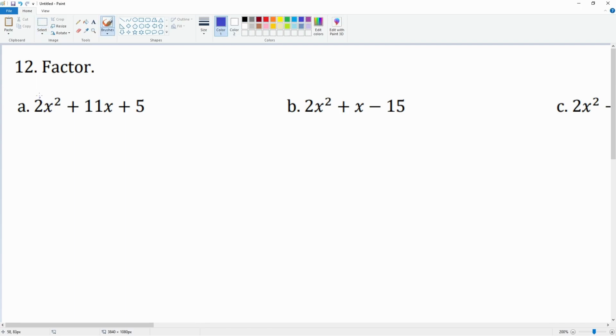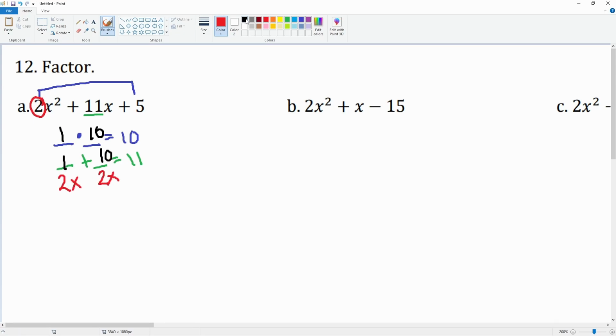We are going to find two numbers that multiply to 2 times 5, which is 10, and that will add to this middle number of 11. Those two numbers are going to be 1 and 10. 1 times 10 is 10, 1 plus 10 is 11. Next, you want to divide by this a term. So that is a 2x.